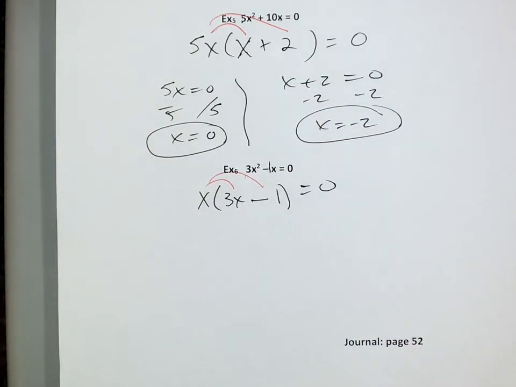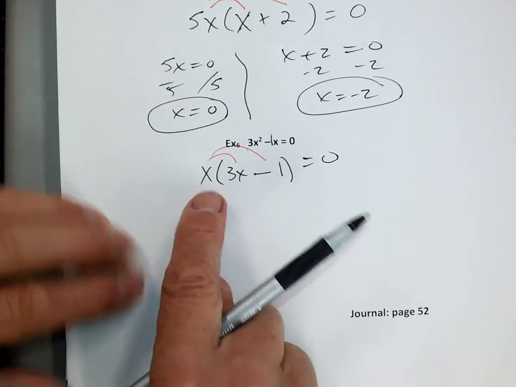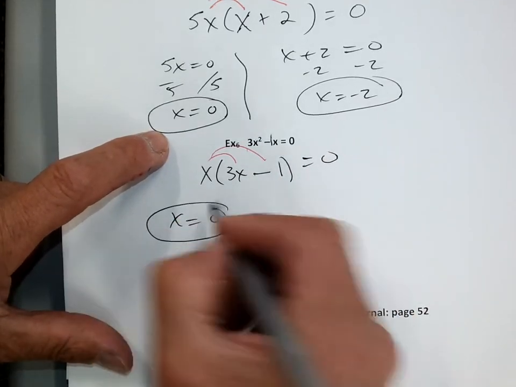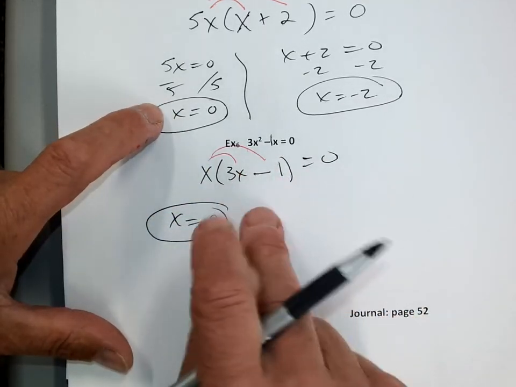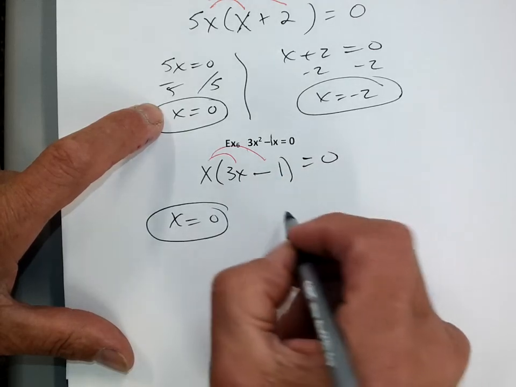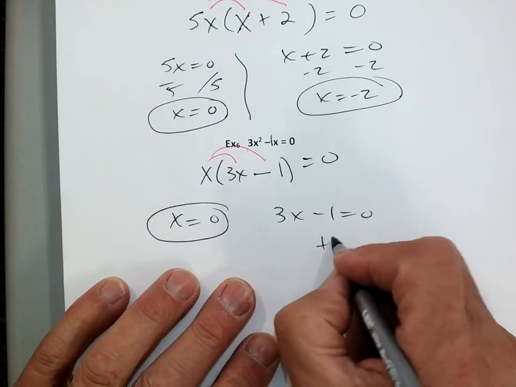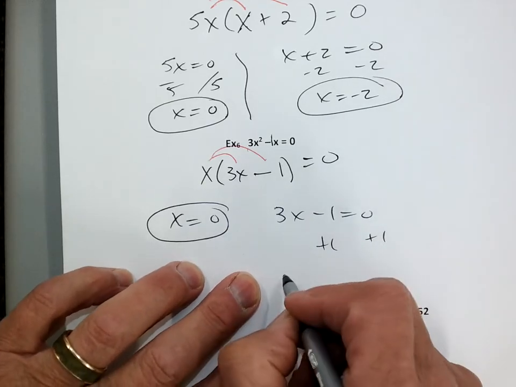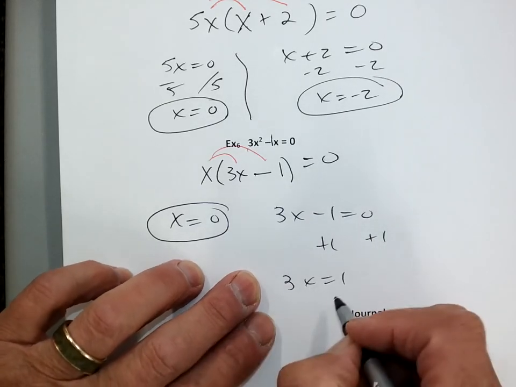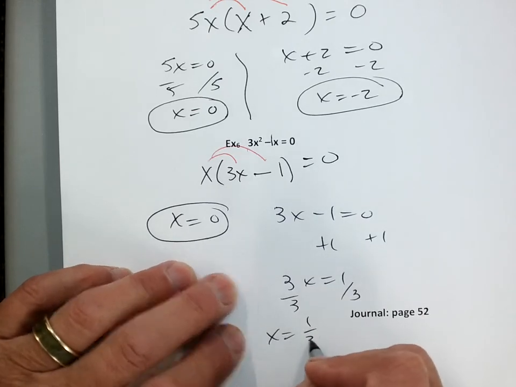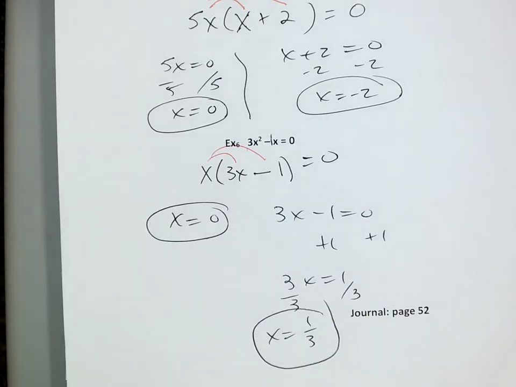Okay? Now, we've got our mini equations, and once we get our mini equations, we'll just say x equals 0. Well, that's solved, right? And we'll take 3x minus 1 equals 0, and we'll solve. Plus 1, 3x equals 1, divide by 3, x equals 1/3. Okay, that's what I have.